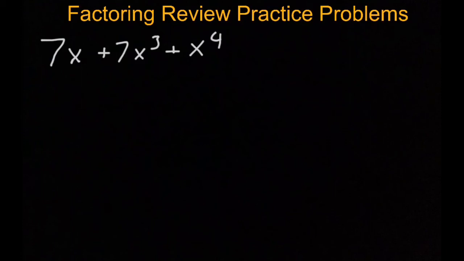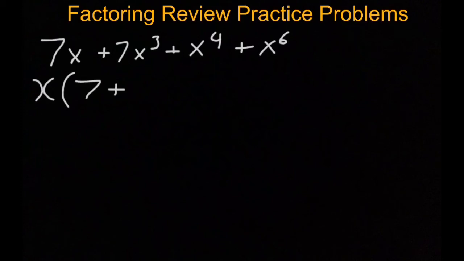On to the third question. For the third question, we're given 7x plus 7x cubed plus x to the power of 4 plus x to the power of 6. So how would we factor this? The greatest common factor here would be x. So let's factor out x from this whole thing. If we factor out an x, we're left with 7 plus 7x squared plus x cubed plus x to the power of 5.